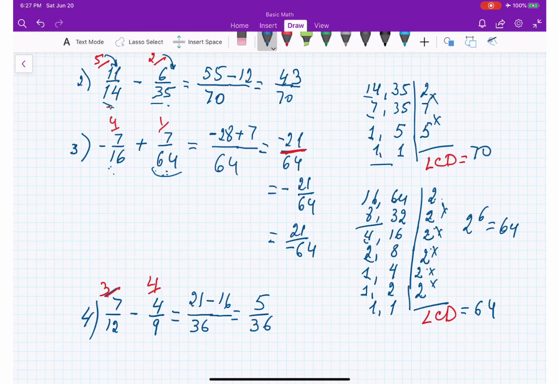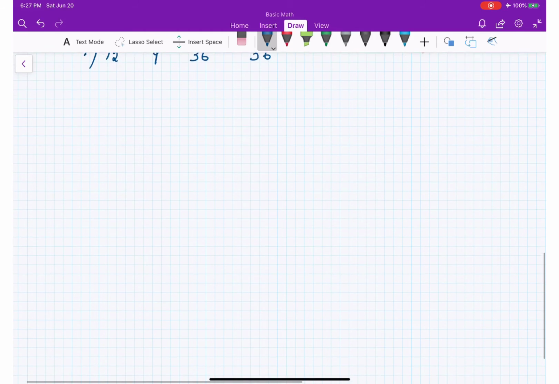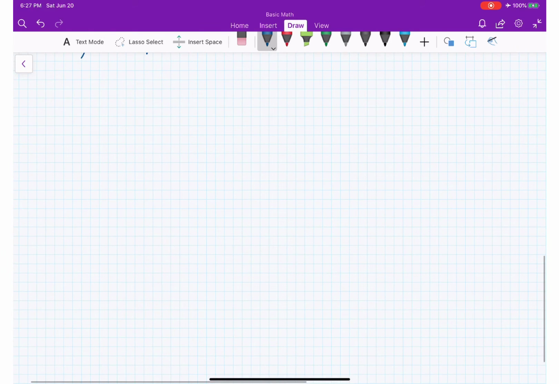Okay, now let's do subtraction with mixed fractions or whole numbers. So I'm going to change the color, as we are starting the mixed fractions and whole numbers. So let's assume I want to do 1 minus 3/4. It's very easy to subtract. So let's do some drafting here.